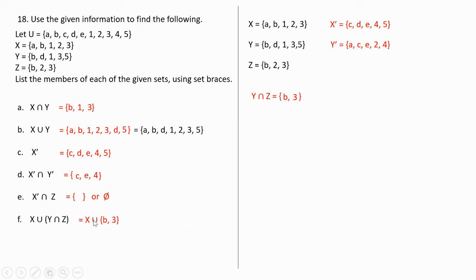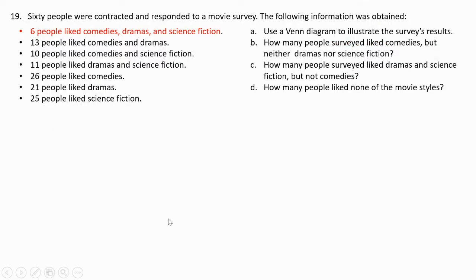Now remember, this means union. Union means you're going to write them all down, but you don't repeat them. So let's put everything in X. X is A, B, 1, 2, 3. Now let's go to B and 3, which means Y intersects Z is B and 3. Is the B already there? Yes. Is the 3 already there? Yes. So this is my solution. That's your answer.